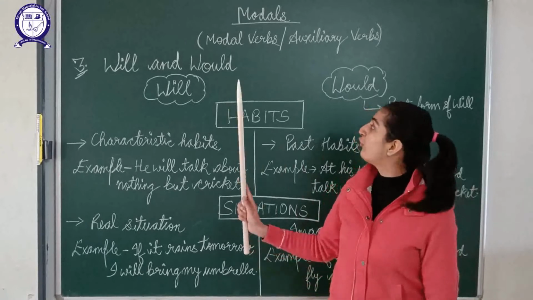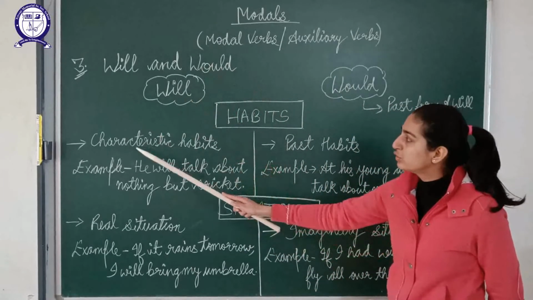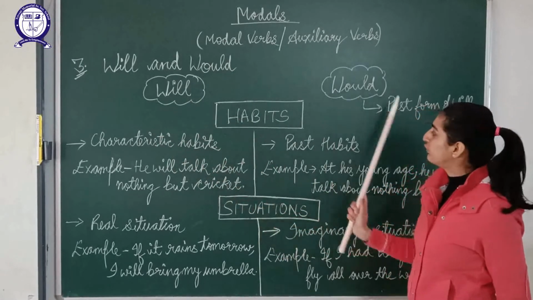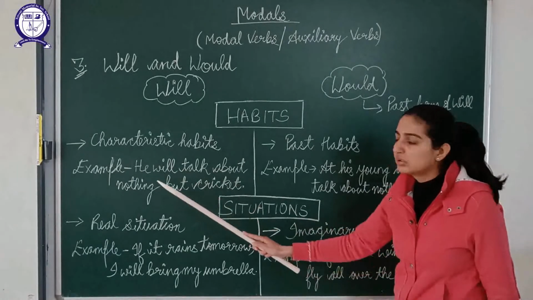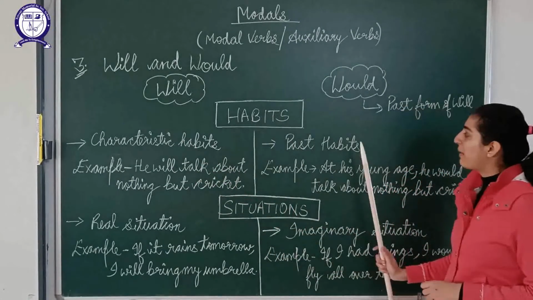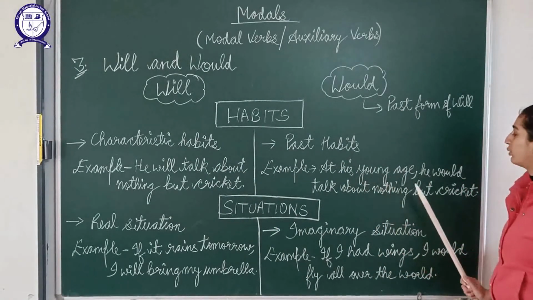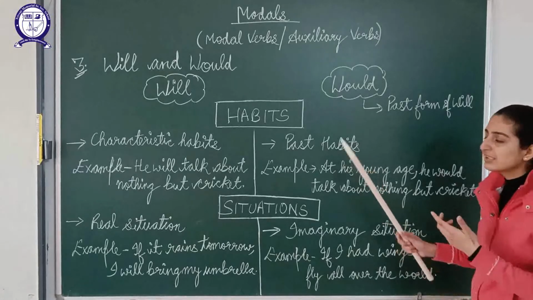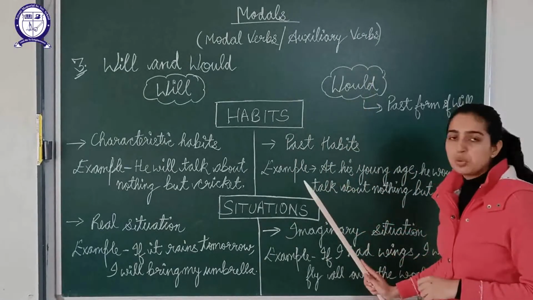So, next use of will and would is, they are both used to show habits. Will shows characteristic habits, whereas would shows past habits. For example, he will talk about nothing but cricket, like it's his characteristic. And for past habit, for example, at his young age, he would talk about nothing but cricket, means it shows past habit.